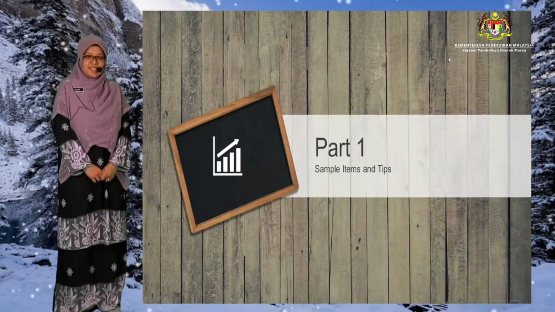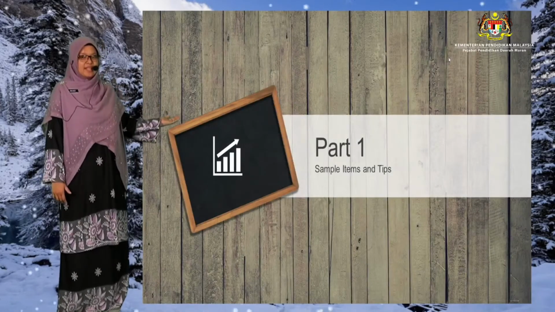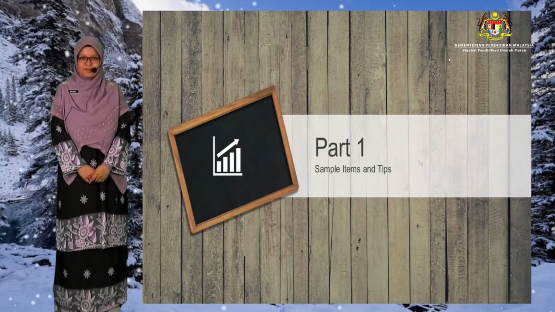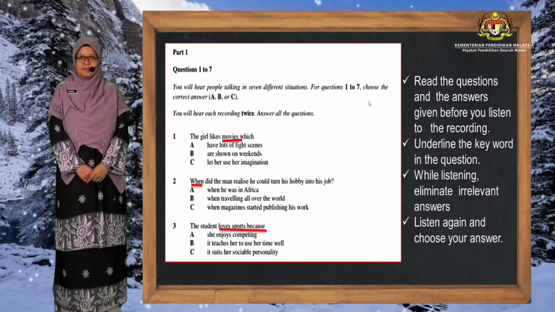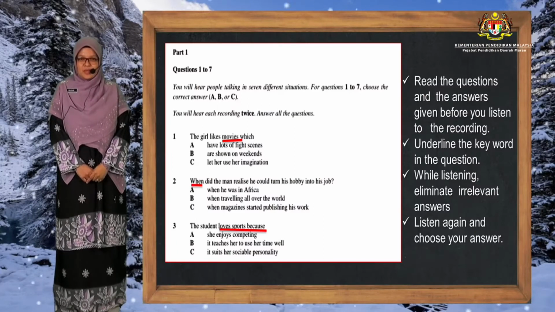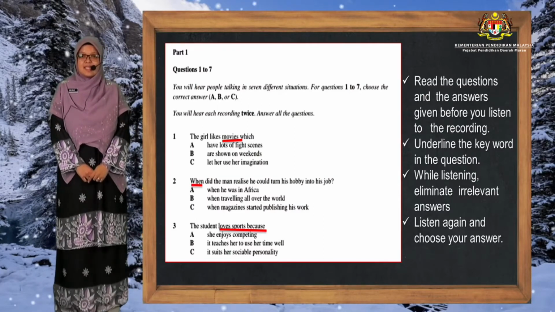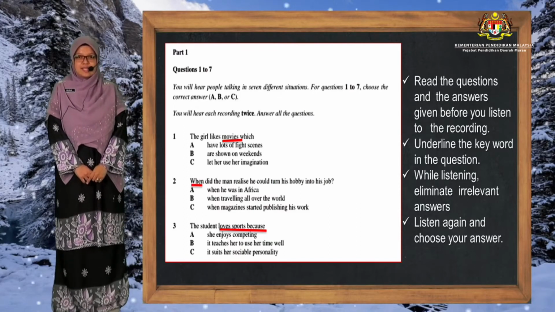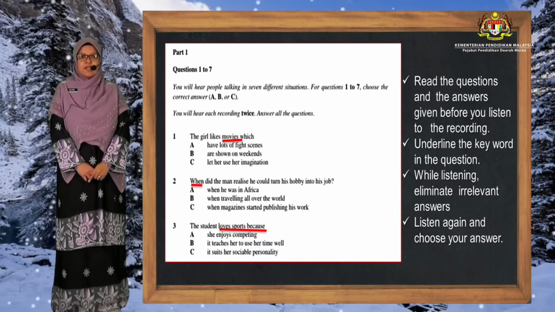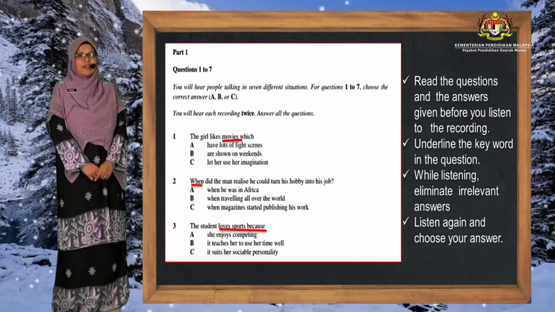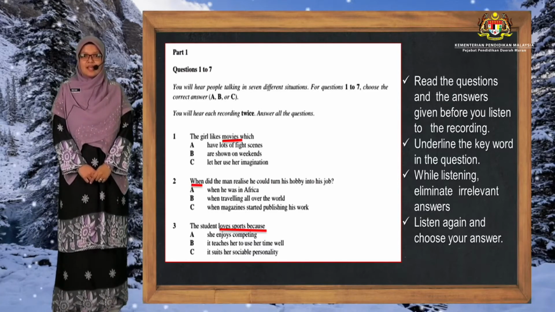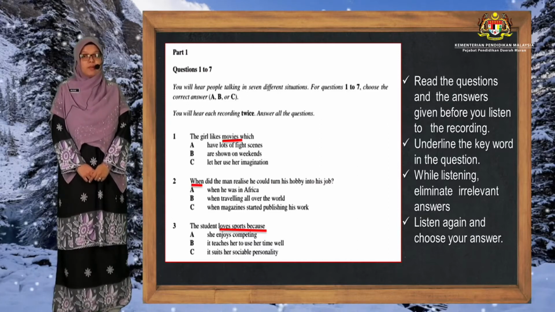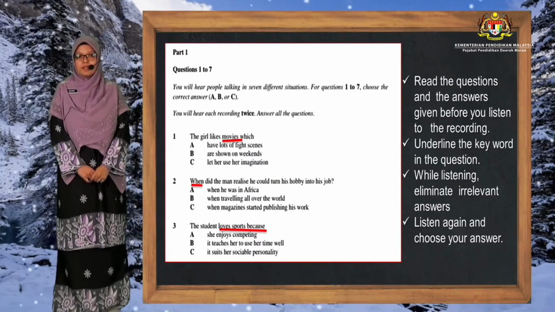Now let's look at part 1, the sample items and the tips. Part 1 consists of 7 questions, so question 1 to 7. First and foremost, you have to read the question and the answers before you listen to the recording. Remember, the recording will be played twice.